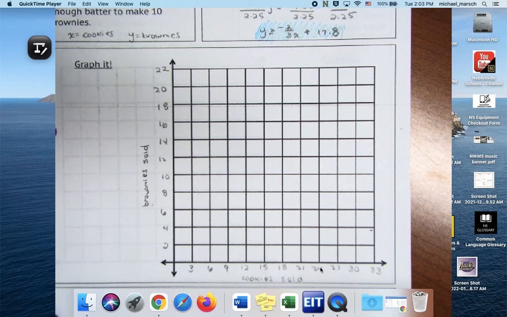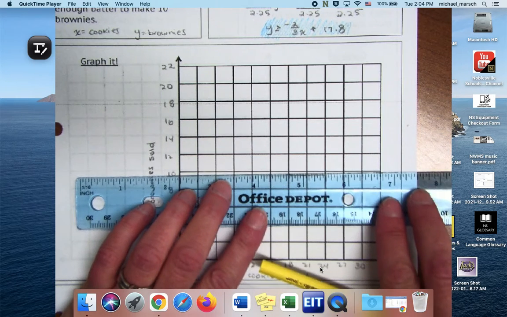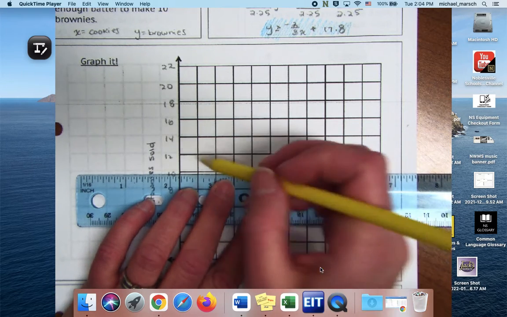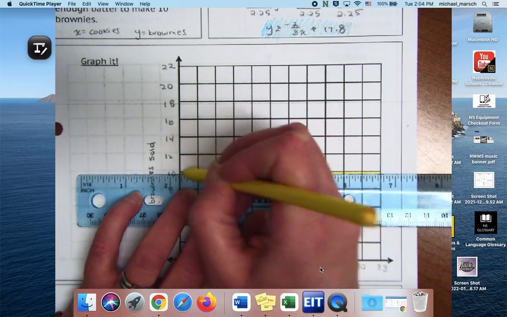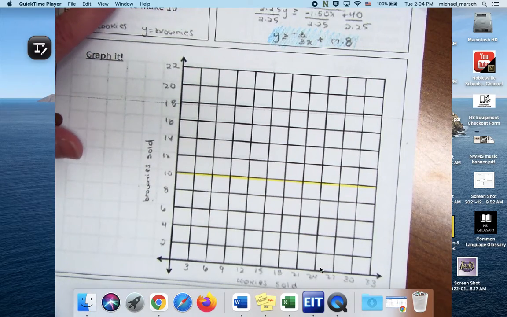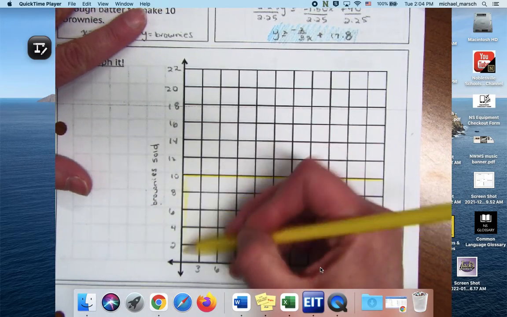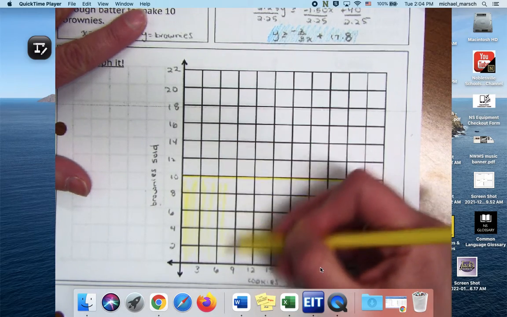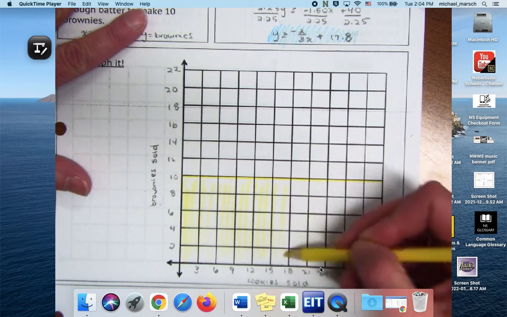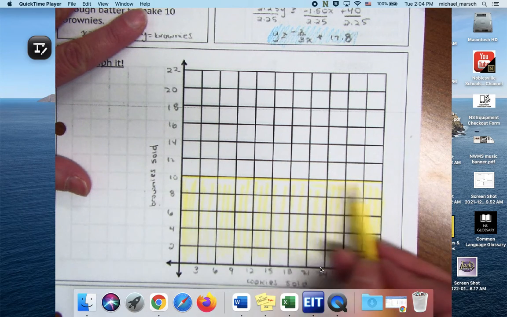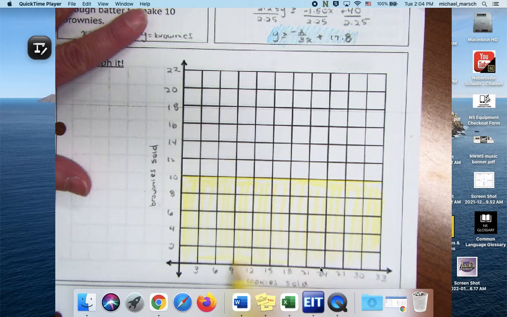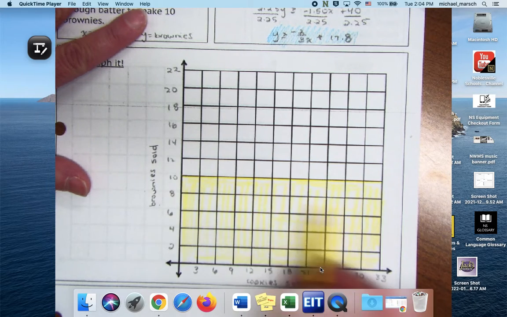So I'm going to do y is less than or equal to 10. That's easy. That's going to be a horizontal line. And it's going to be a solid line because it's or equal to. And all of those values are down here this way because it's less than or equal to. Remember, she's not going to be selling more than 10 brownies.